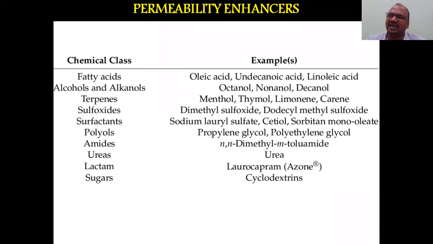You can take the intestine from a goat, chicken, or mutton. You hang the intestine in the chamber, and you can give the drug alone, and also the drug with oleic acid. You can find out how much drug is absorbed through the intestine. A number of interesting works can be done with permeability enhancement. You can simply use a Franz cell also. Franz cells are available, and you can use them for permeation enhancement.